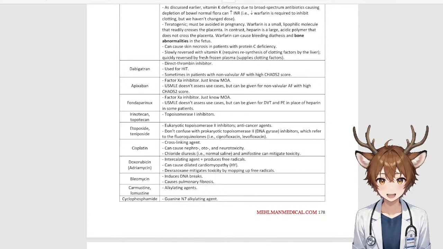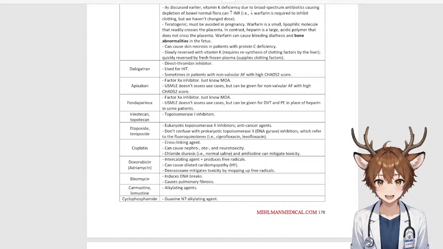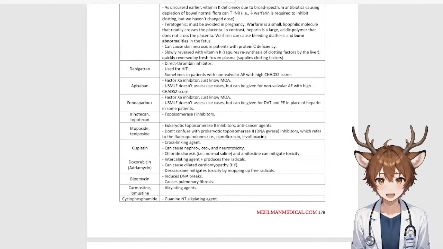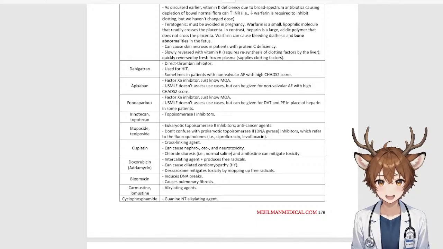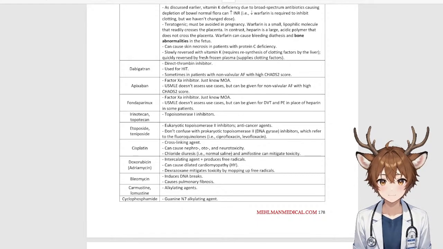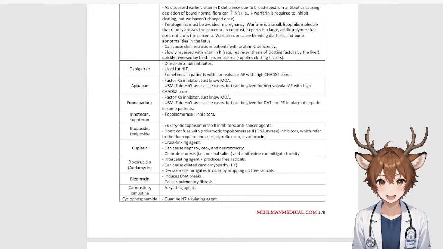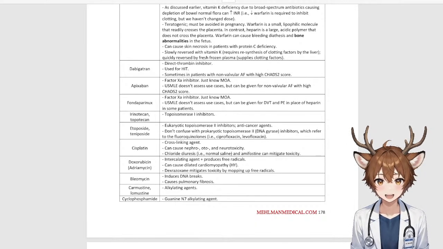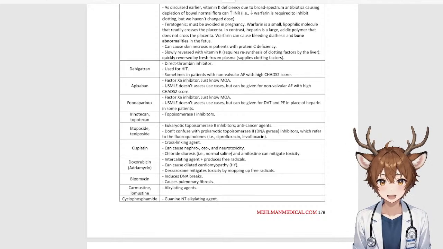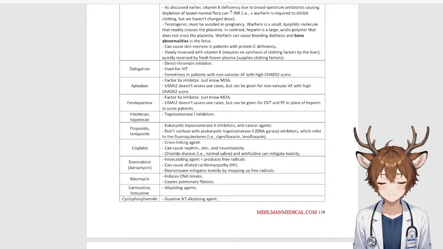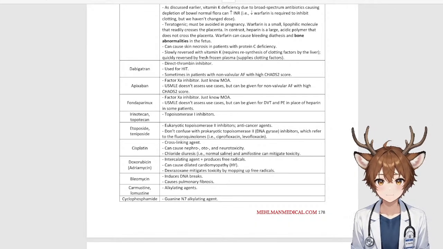Dabigatran, direct thrombin inhibitor, used for HIT. So that's what's going on in heparin-induced thrombocytopenia. Sometimes used in patients with non-valvular AF, AF as in AFib, with high CHADS2 score. I'm not quite sure what that means in that context, but AF. Apixaban, factor 10A inhibitor, just know the MOA, mechanism of action. USMLE doesn't assess use cases, but it's given for non-valvular AF with high CHADS2 score.